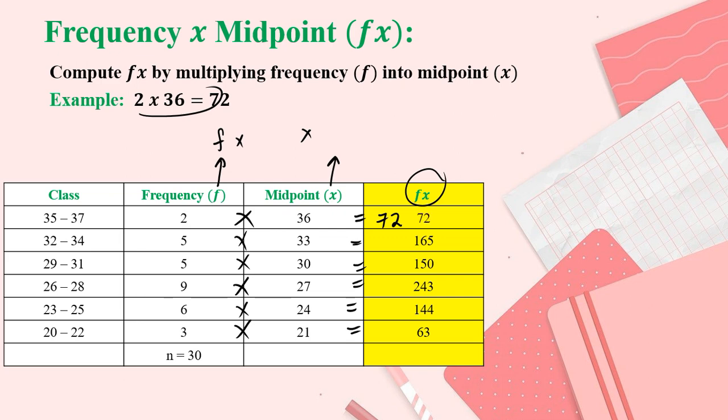So again, in solving for f of x, all you have to do is to multiply the frequency and the midpoint. Okay, next column. Before that, we have here the sum of our f of x. Bakit natin siya kinuha? Kasi kakailanganin po natin ito sa ating mean or in solving our mean. So, paano nakuha yung summation of f of x? Pinag-add mo lang po itong lahat, then we got 837. Okay?